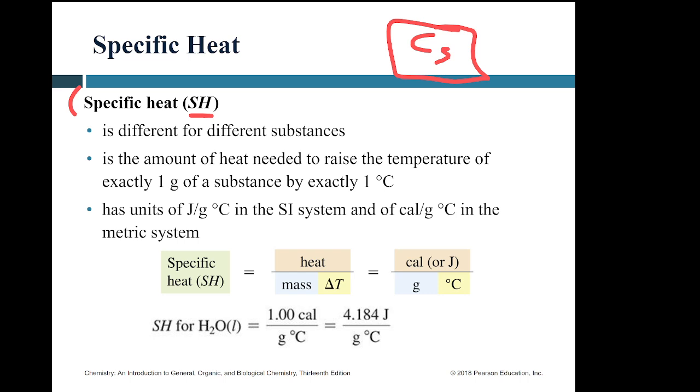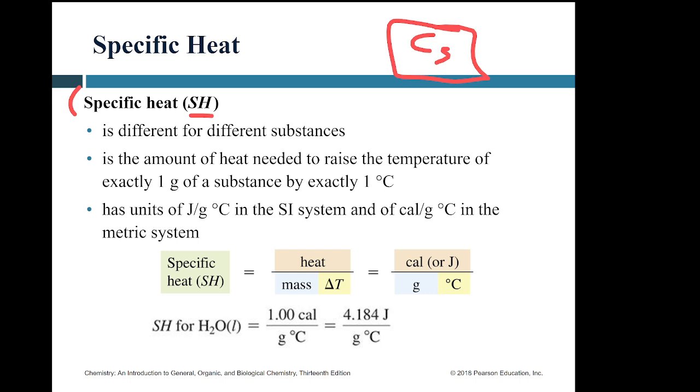For whatever reason. So it's different for different substances. It's different depending on the phase of your substance. Okay. So for example, solid water is going to have a different specific heat than liquid water. Okay. What specific heat is going to be is it's going to be how fast a substance will absorb energy and thus raise its temperature. Okay. So you can think of it a bit like the speed of heating.